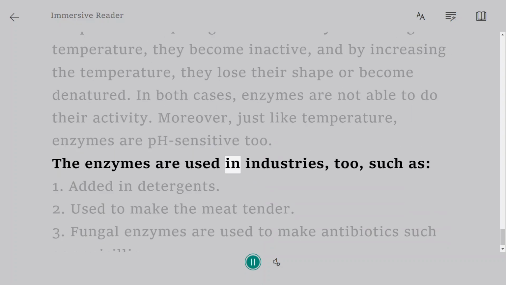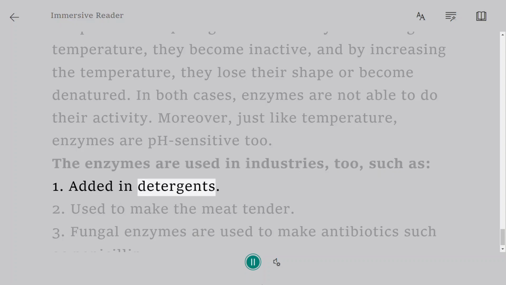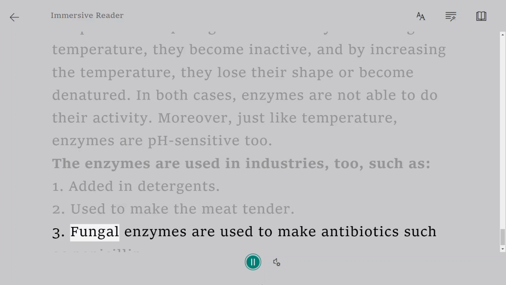The enzymes are used in industries, too, such as 1. Added in detergents. 2. Used to make the meat tender. 3. Fungal enzymes are used to make antibiotics such as penicillin.